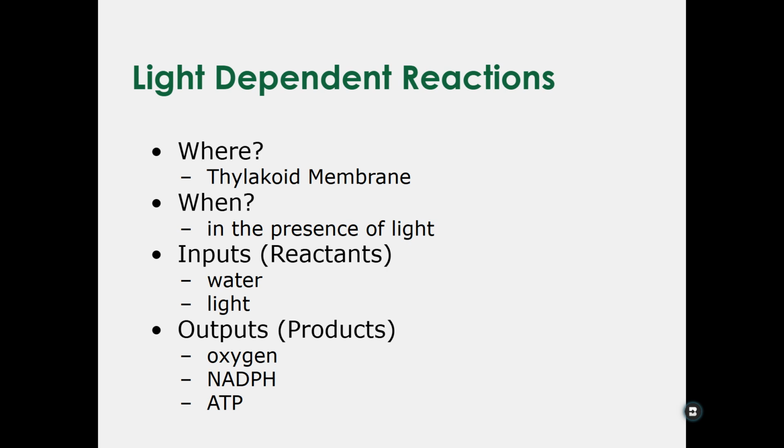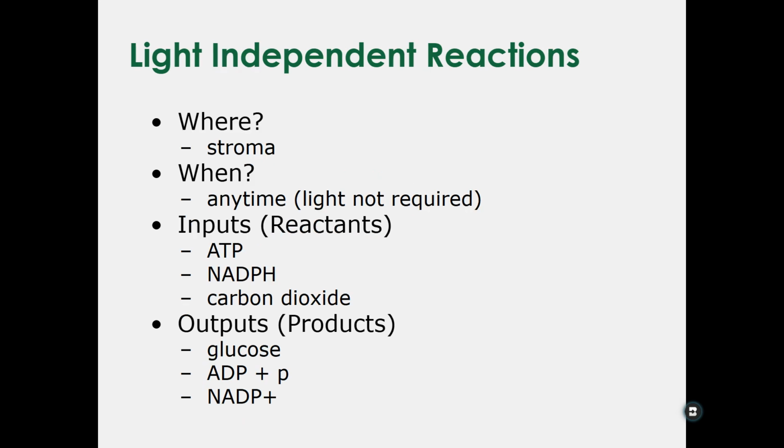They have to occur in the presence of the light, and they take in the water and sunlight. Water and sunlight are taken in, and then the water molecules are broken up. When those bonds break, they release oxygen gas as a byproduct, and then they cycle the NADPH and ATP out to the stroma. That's because that is used up in our light independent reaction, which can occur at any time.